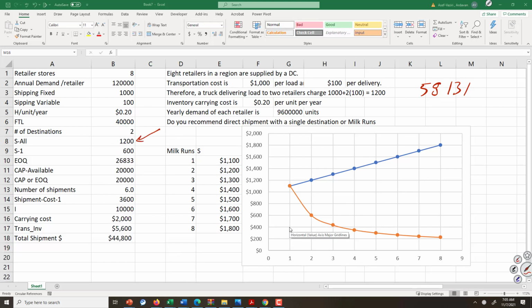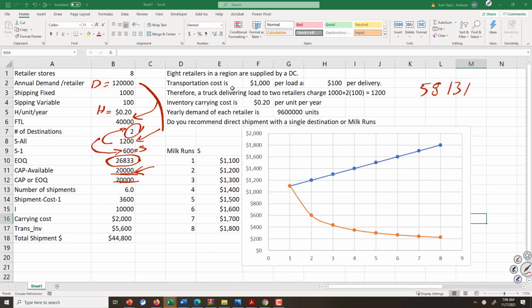Now let's try 2. Total transportation cost divided by 2, that is the fixed cost of transportation per retailer. And we compute EOQ based on this S, and based on this H, and based on this D. And we get 26,000, which is more than the share that 2 retailers could have in one truck. 2 retailers each could have 20,000 in one truck. Therefore, we need to stay with this one and deliver 20,000 per retailer.